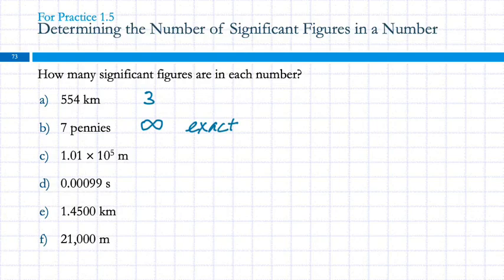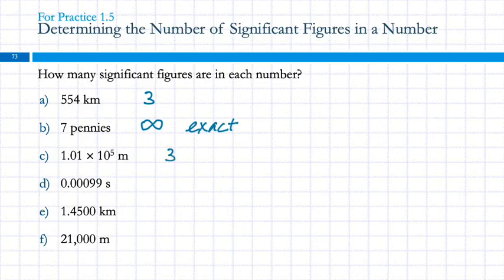1.01 times 10 to the 5th meters. 3. So in scientific notation, any zeros that you see before the times sign are going to be significant. This is an example of an interior zero. You might have a trailing zero with a written decimal point, but you'll never have leading zeros. You'll never have trailing zeros without a decimal point. So scientific notation, just all the digits before the times sign. The times 10 to the fifth is the placeholder part. So this is 3 sig figs.